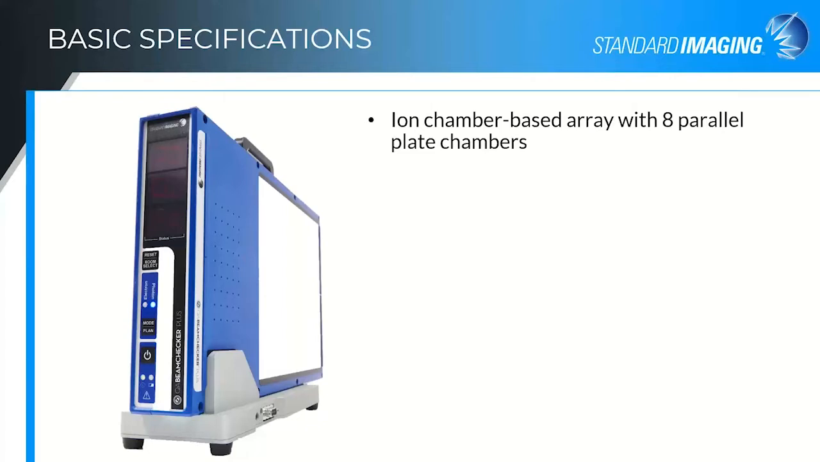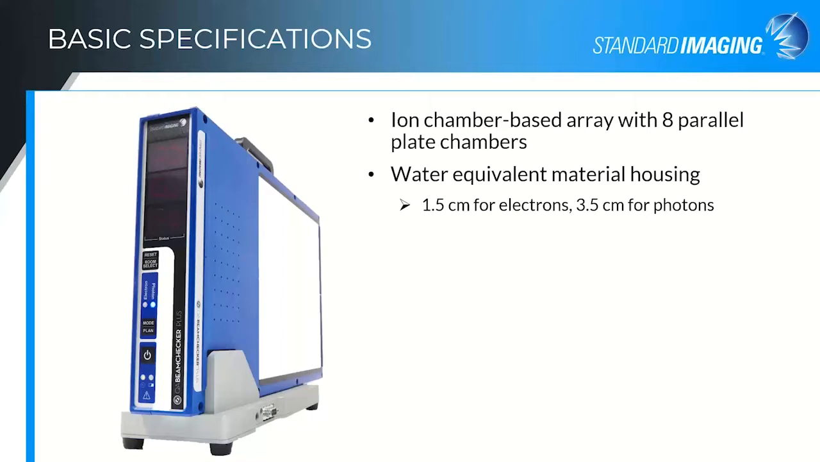So basic specifications for the QA BeamChecker. It is an ion chamber based array. There's 8 parallel plate ionization chambers in there. 5 of those are used to do the flatness, symmetry, and constancy measurements, and 3 of them have specific filters in front of them that are used to determine an actual energy score, and we'll talk about that in a little bit, which is the key to making this device very simple and easy to use. We have water equivalent material.